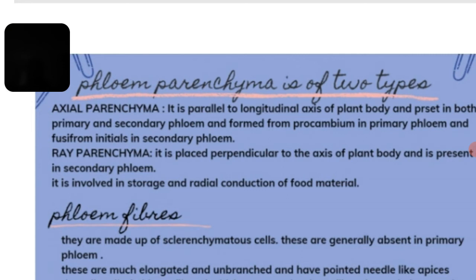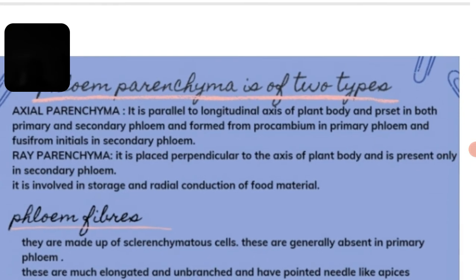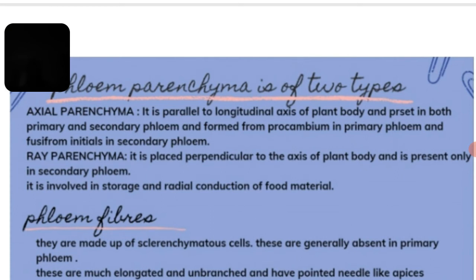Axial parenchyma is parallel to the longitudinal axis of the plant body, and it is present in both primary and secondary phloem. It is formed from procambium in primary phloem and fusiform initials in secondary phloem.